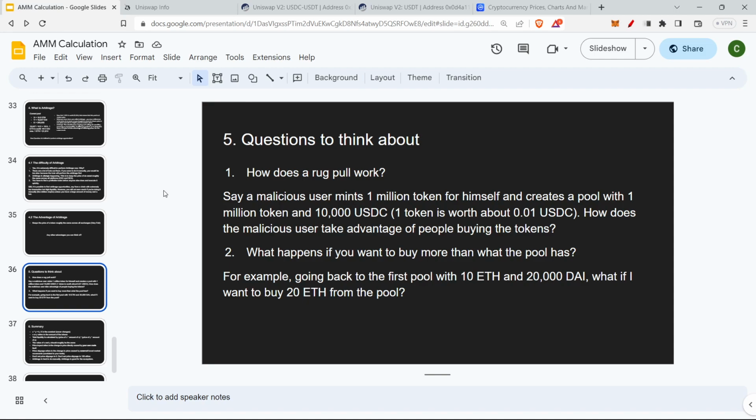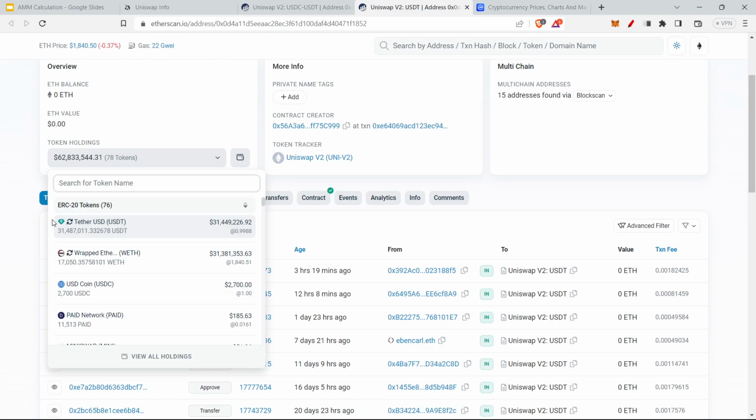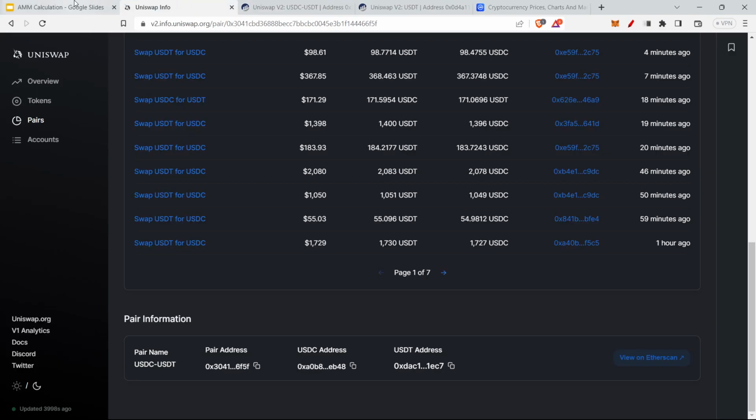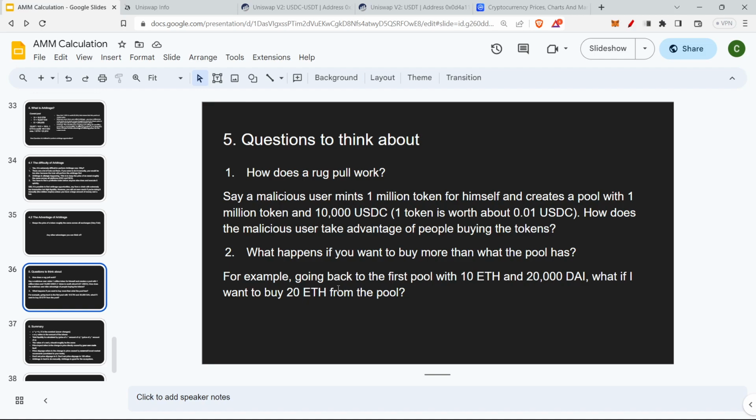And secondly, what happens if you want to buy more than what the pool has? This is a bit impossible right now because, as you can see, the pool has this amount of money. So you have to have like $31 million in order to buy out this pool. But yeah, what happens if you want to buy more than what the pool has? For example, going back to the first pool with this amount, what if I want to buy 20 ETH from the pool? What happens? Now, I'm not going to answer these questions for you. It's just some questions to think about.